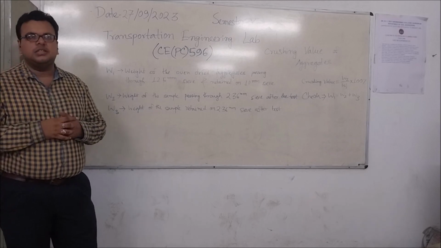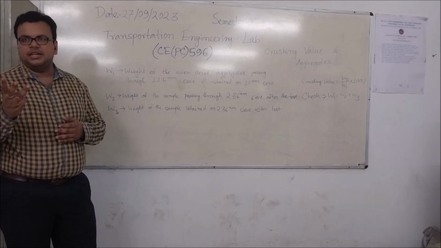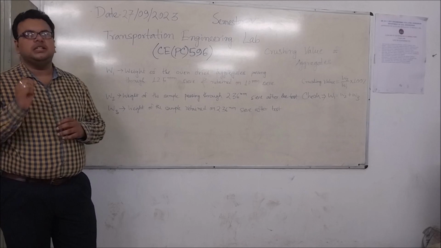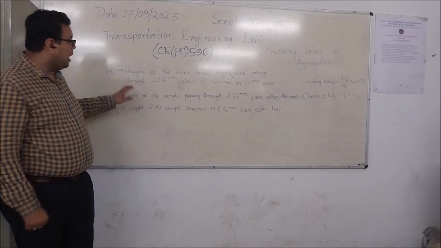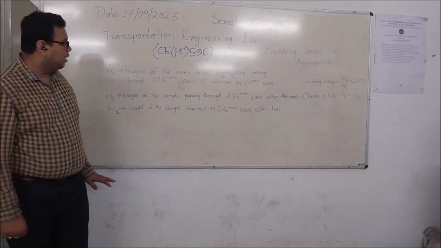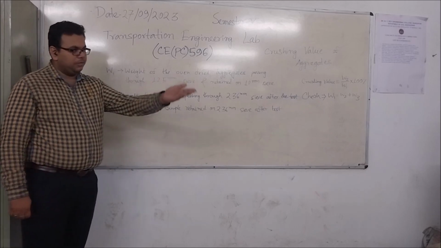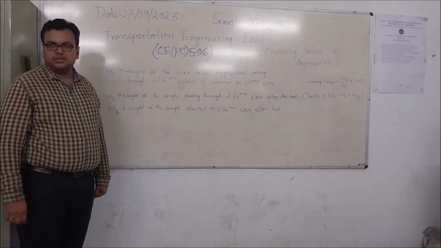Obviously, the mold is cylindrical in shape, and it will be filled in 3 layers. With the help of the tamping rod, each layer will be tamped 24 times. Okay, we will have one weight, that is W1. After that, the test will be performed with the help of the CTM, or compression testing machine.